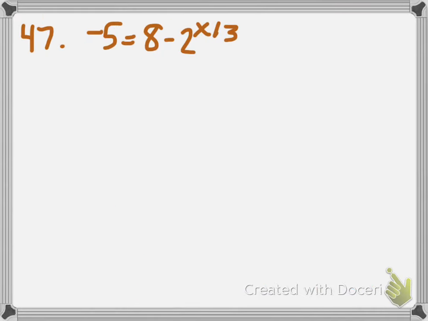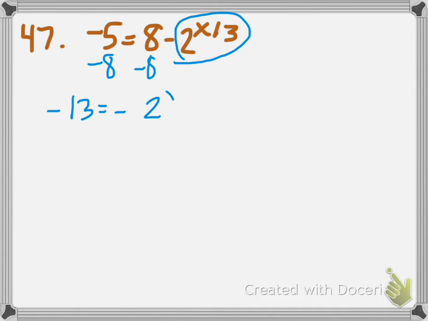Okay, problem 47 is going to be very similar, except I don't have a base e, I have a base of a number, and there's a couple ways to deal with that, and we'll talk about it when we get there. But again, we want to look at my exponential term, and it's this right here, and I want to get that by itself. I'll deal with the minus sign in a minute. So first thing I'm going to do is move the 8, so we're going to subtract the 8, so that gives me a negative 13 equals negative 2 to the x over 3.